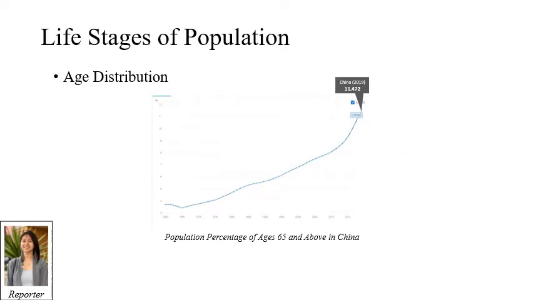Lastly, for age distribution, this graph shows the population with age 65 and above in China, and it shows that the population was increasing since 1965 until 2019.